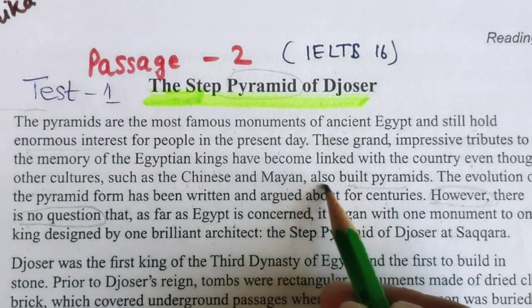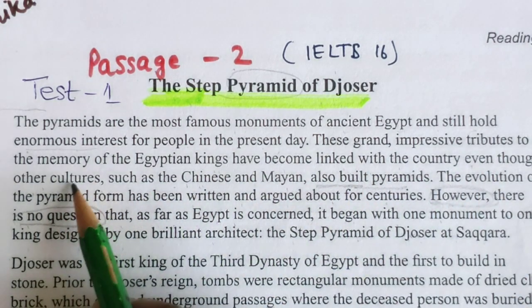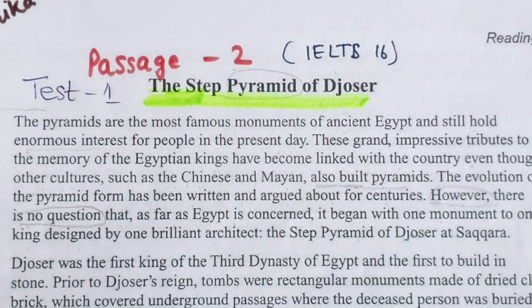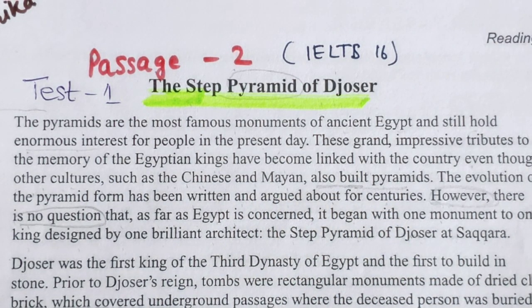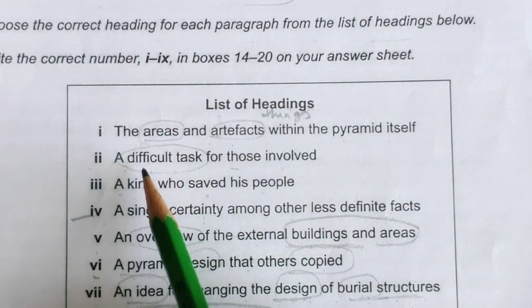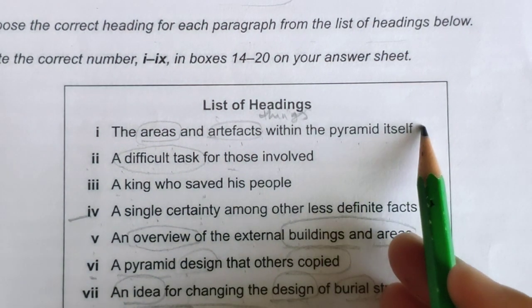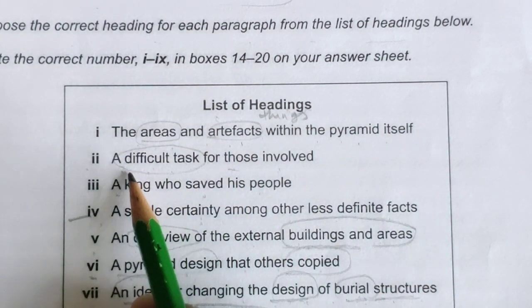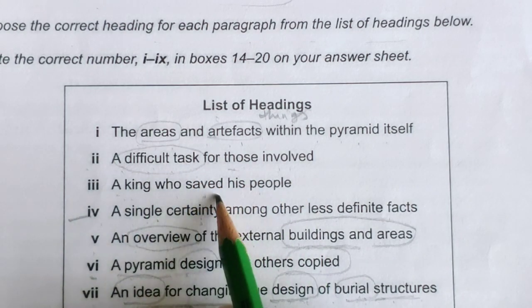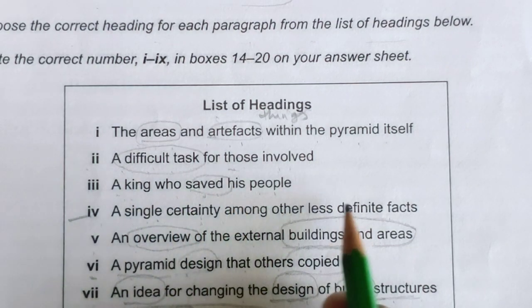So here they are telling us that other cultures, such as Chinese and Mayan, also built pyramids. Okay, let's go to the match-the-list-of-headings. Now what are they saying, let's read it one by one. The areas and artifacts within the pyramid itself. No, it was not talking like that. A difficult task for those involved. No, nothing was like that. A king who saved his people. Though they were talking about a king, but who saved his people was not there.